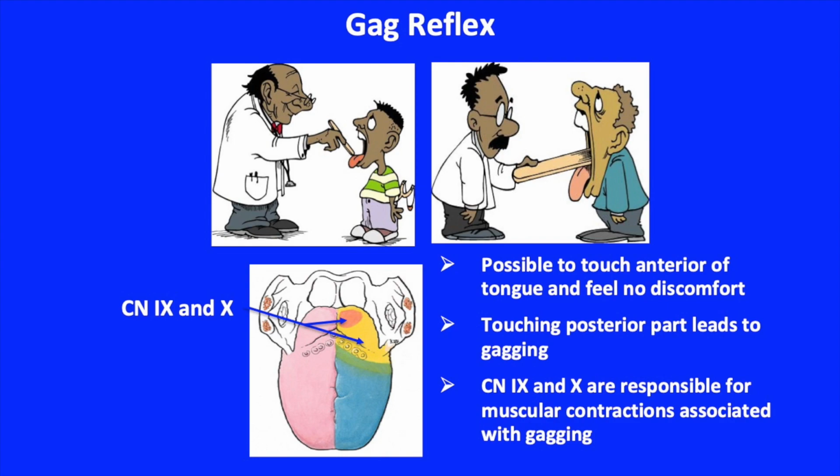This innervation pattern helps us understand the gag reflex. It is possible to touch the anterior part of the tongue and feel no discomfort. However, touching the posterior part leads to gagging. Cranial nerves 9 and 10 are responsible for the muscular contractions associated with gagging.